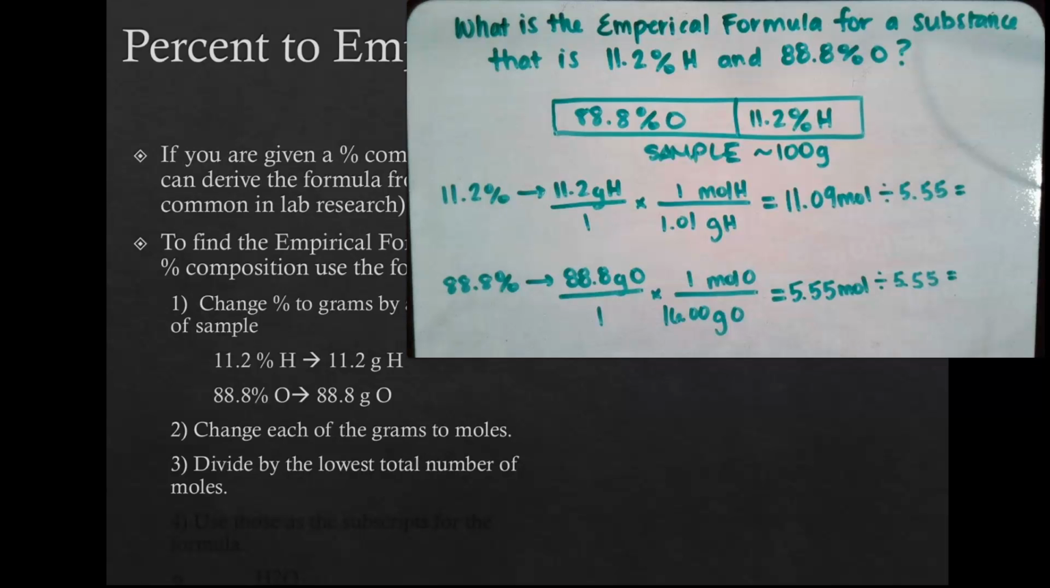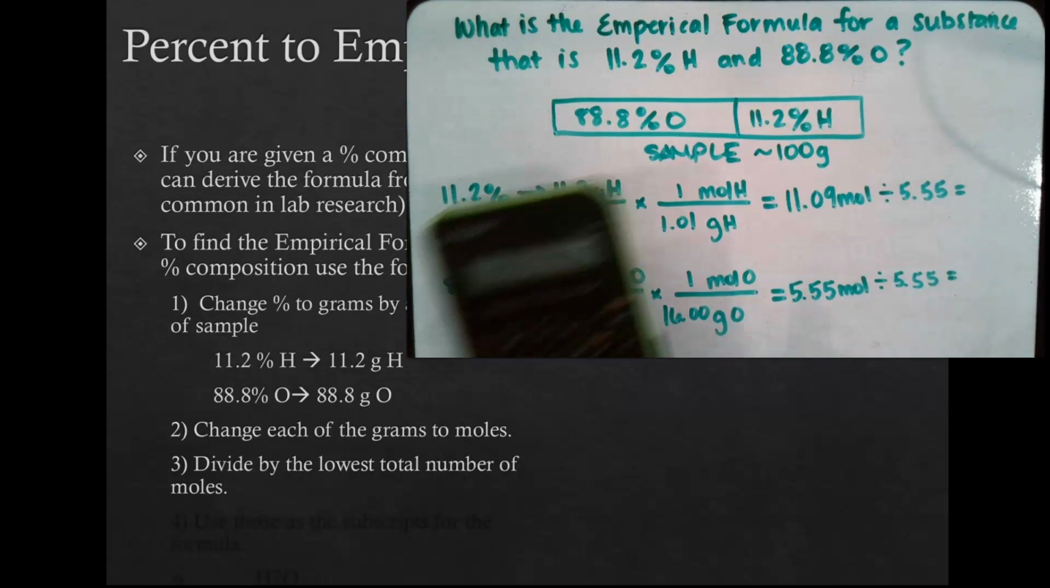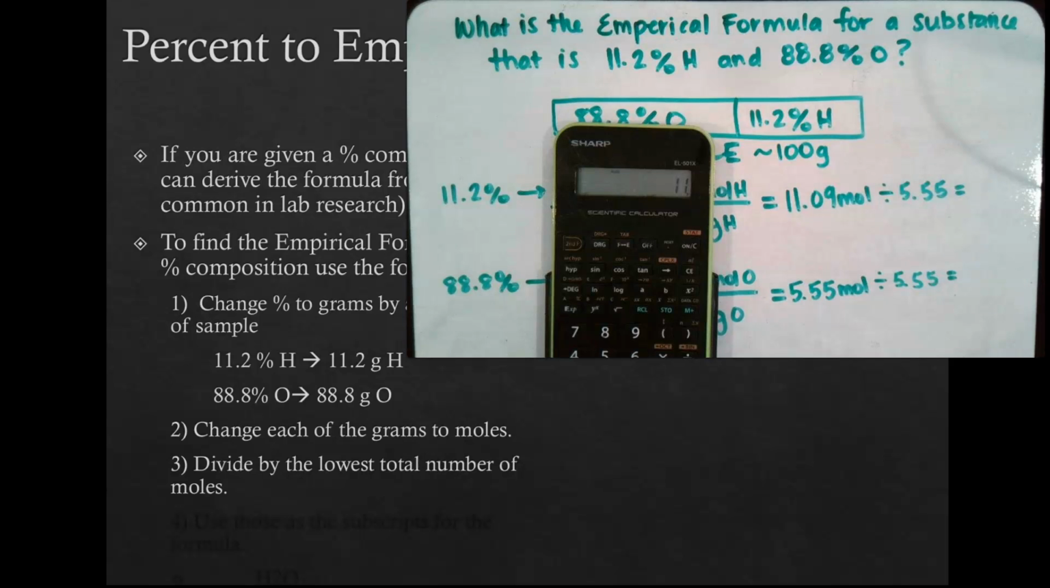When I divide them, I'm going to round. If we're very close to a number, we are just going to let it be that number. So for example, 11.09 divided by 5.55 gives me 1.998. I'm going to go ahead and let that be 2. And 5.55 divided by 5.55, don't even need a calculator, I'm so amazing, is 1.